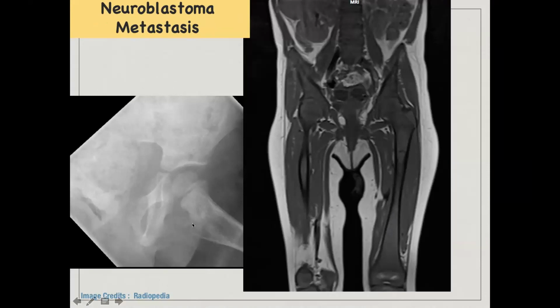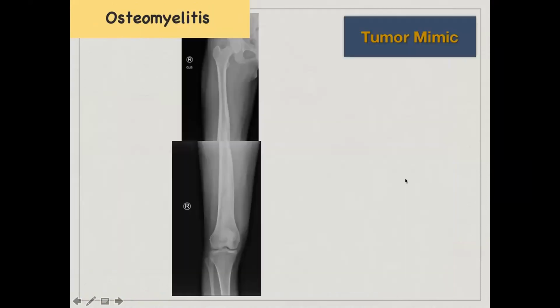If you see here, there is some lysis over here, and then MRI gives the clue, which would be discussed later. And the last slide shows that you have to think of tumor mimics, right? You have to think of tumor mimics. So a wide zone of transition, but a non-aggressive type of periosteal reaction. So it's not matching. Your zone of transition points towards something aggressive, but your periosteal reaction points to something non-aggressive.